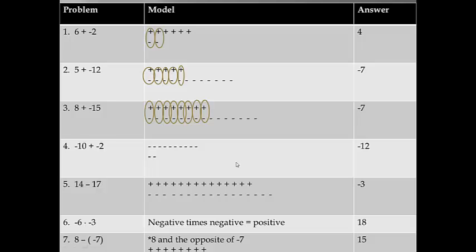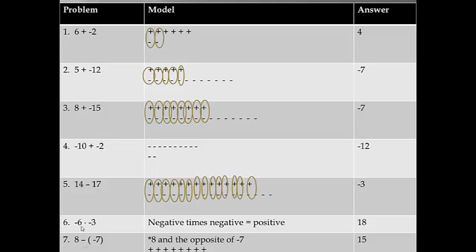Number 4, negative 10 plus negative 2. So I have 10 negatives and 2 negatives. I don't have positives and negatives, so I can't make a 0 pair, so I count them all up. I have negative 12. Number 5, 14 minus 17. I model this with 14 positives, 17 negatives. I circle all my 0 pairs, and in this case there's going to be 14 of them, and that leaves me with 3 negatives. So my answer is negative 3.